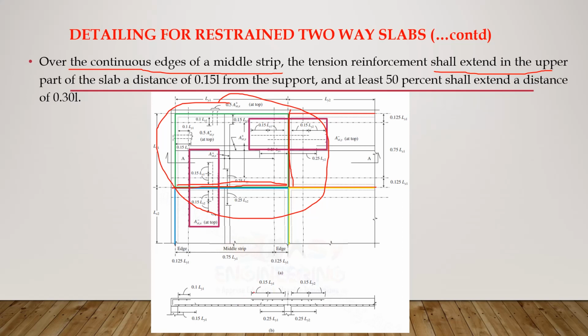This is 0.15 and 0.15, so this is 0.30 L. At least 50% should extend up to 0.30 L, and the remaining bars should extend only up to 0.15 L. You can see the cutoff point here and here also. So 50% of the bars will only extend up to this position, and the remaining 50% will extend up to 0.30 times the length in this direction. So this is about the distribution, or curtailment, or detailing, whatever you may say, of tension reinforcement in the upper part of the slab.